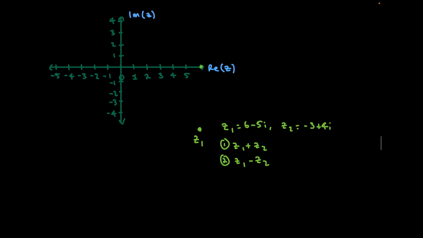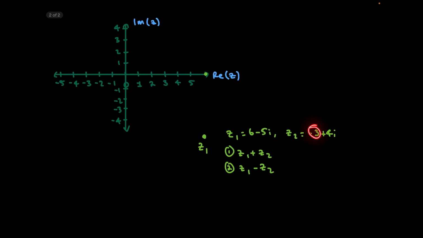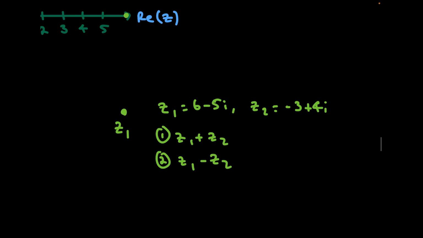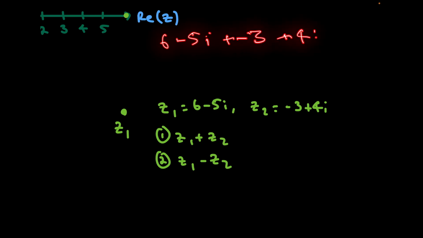Okay, so now that we have this, let us plot z2. z2 is minus 3 plus 4i, and that does lie on our axis. So minus 3 plus 4i, that would be right about there. So that's z2. So let us now calculate how to add 2 complex numbers. We can add 2 complex numbers by simply adding their real parts and then adding their imaginary parts together. So in this case, 6 take 5i plus minus 3 plus 4i.